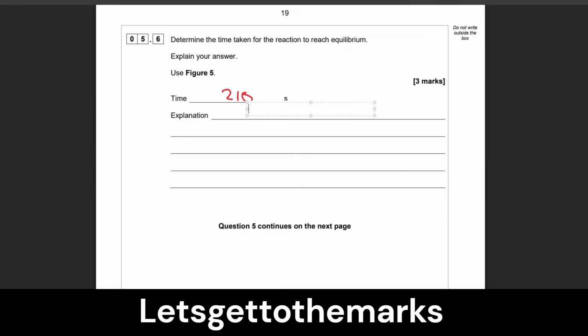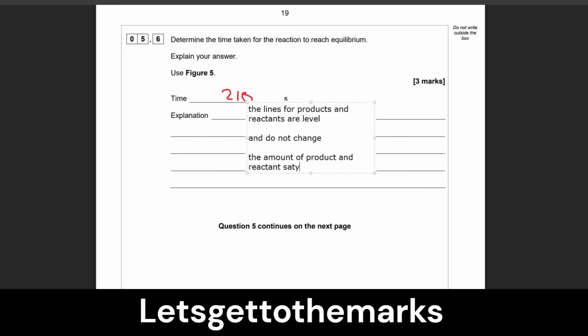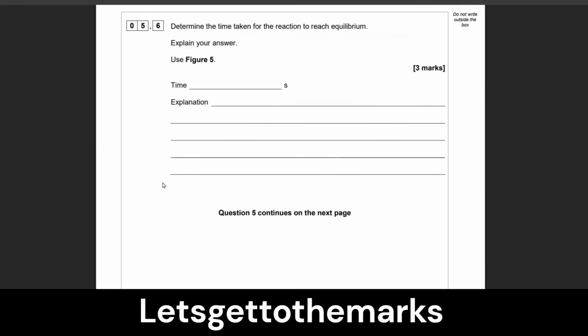The lines for products and reactants are level and do not change. The amount of product and reactant stay the same. So that is the explanation of how we got to our answer. And it's because the forward and backward reaction are happening at the same rate.